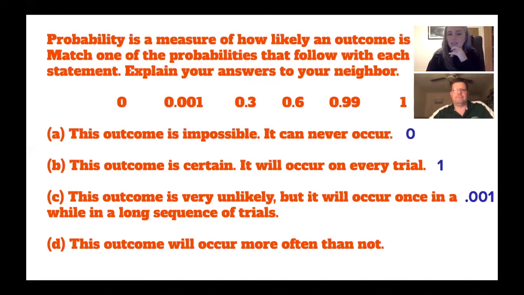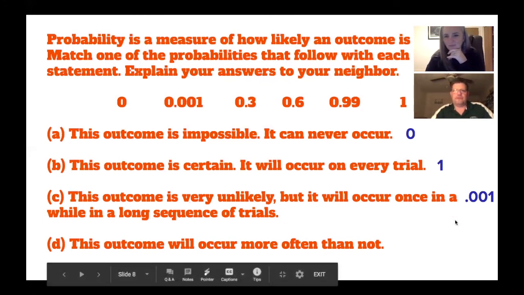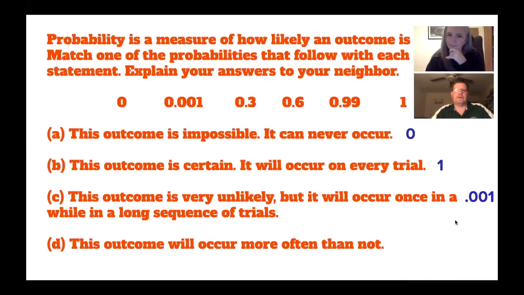So how about this: the outcome will occur more often than not? I want the ones that are above 50% using my logic from before. So can I have 2 answers? You can. Okay, then I want the 0.6 and the 0.99. And I could even throw in the 1 because that's definitely going to occur more often than not, but that's kind of silly because it's always going to happen. It's never going to not happen if it's 1.